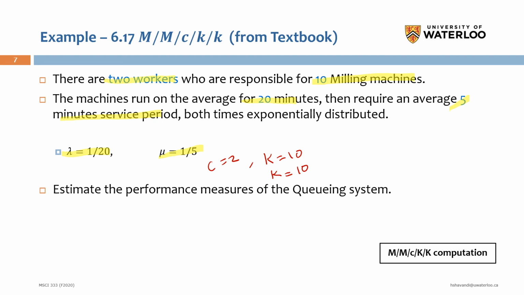Okay, so this model is the M/M/2/10/10 model. So by having the parameters, we go to the Excel file, to the sheet of the M/M/C/K/K queuing model, and then we can easily enter these parameters over there and calculate the performance measures.